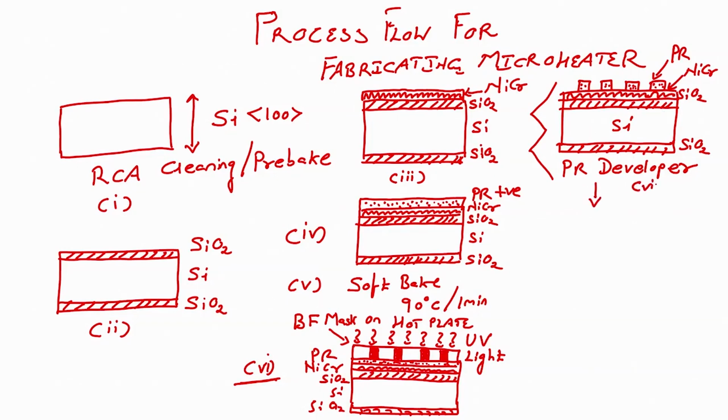So, this one would be 7th step. Next step would be hard bake. Hard bake is done at 120 degree, 1 minute on hot plate, right. So, that will be my 8th step.